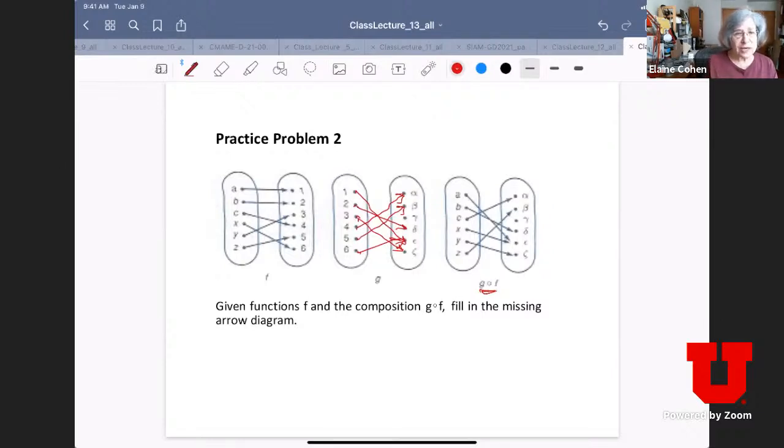Now, if you're composing functions, filling it in can be a little more complex because you can end up at the same point from 2 different start points, going through several different values in the middle set in a relation. But in a function, every domain point has exactly 1 point in the codomain. So it's a little easier. Are there any questions? Okay.